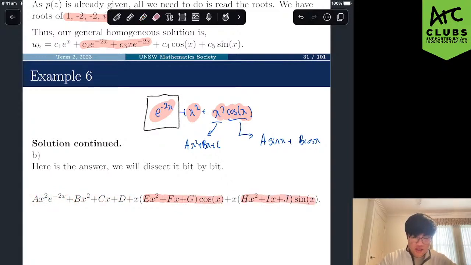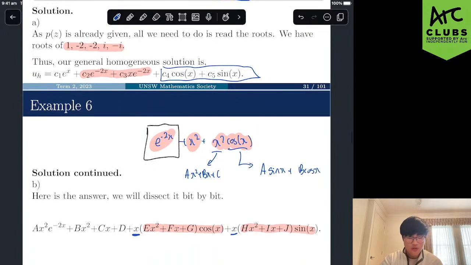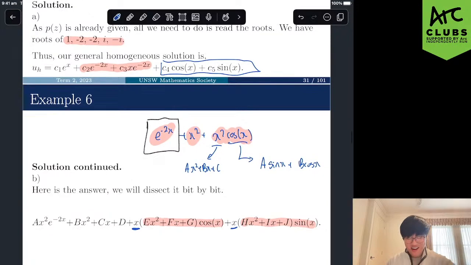But once again, you'll notice the x in front of both of them. So the x here and the x here. The reason why is because we already have cosine and sine x in the homogeneous solution. So we want to multiply by x again, so they're not in the same space. And that's how we get the particular solution here. And once again, as we said, it only wants us to find the form. So we don't actually need to solve for all these variables a to j. Thank God we don't need to, otherwise that will take quite a while.